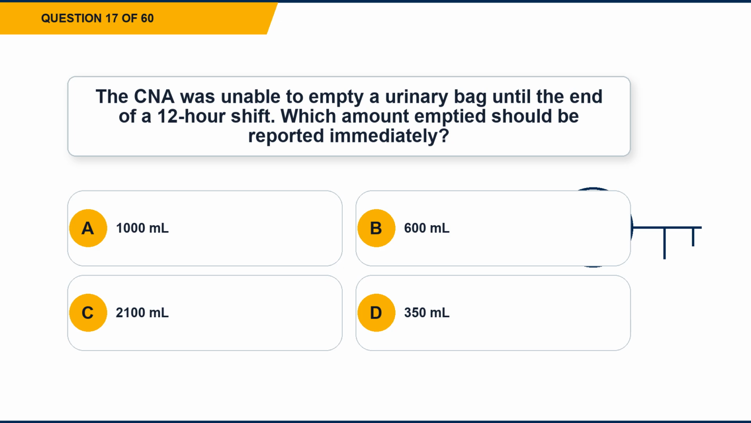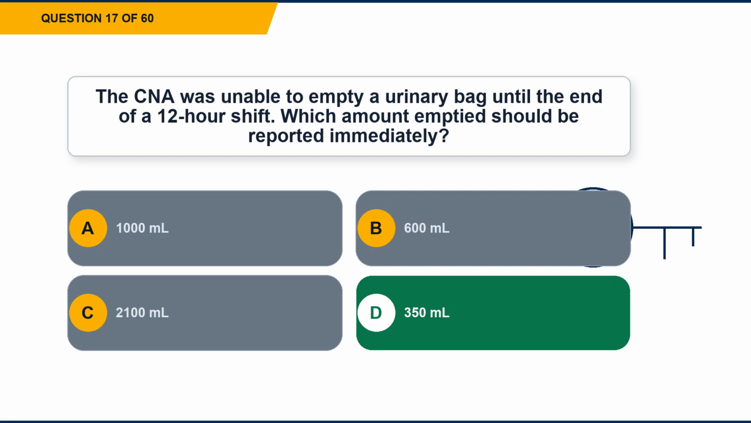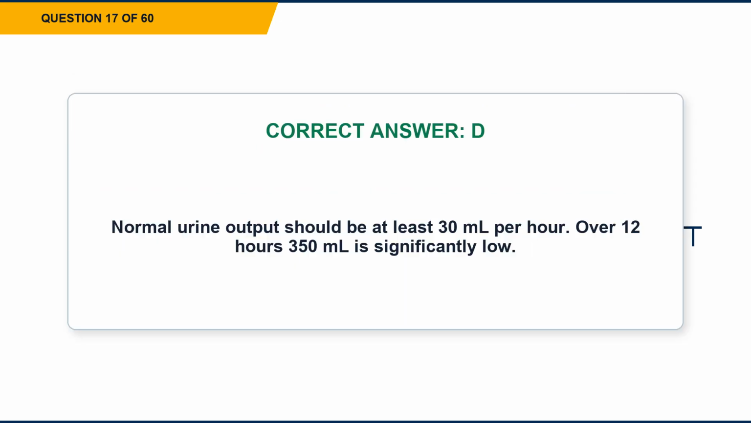Option A: 1,000 milliliters. Option B: 600 milliliters. Option C: 2,100 milliliters. Option D: 350 milliliters. The correct answer is option D: 350 milliliters. Explanation: normal urine output should be at least 30 milliliters per hour. Over 12 hours 350 milliliters is significantly low.